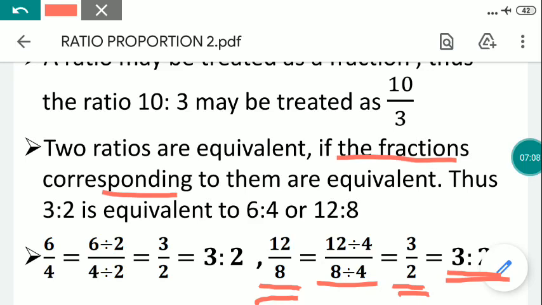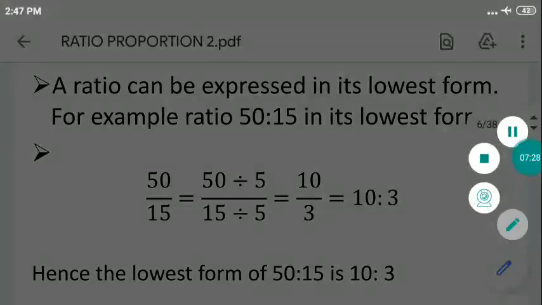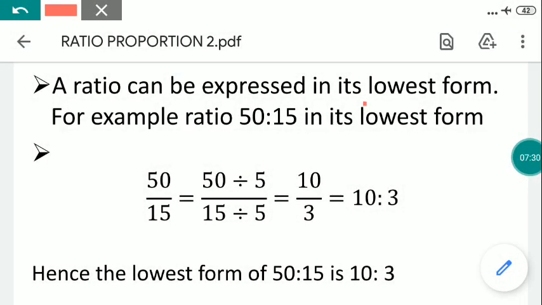So two ratios are equivalent if the fractions corresponding to them are equivalent. To find out the equivalent ratios, write down that ratio in terms of fractions and find out its equivalent fraction. Next one. A ratio can be expressed in its lowest form.